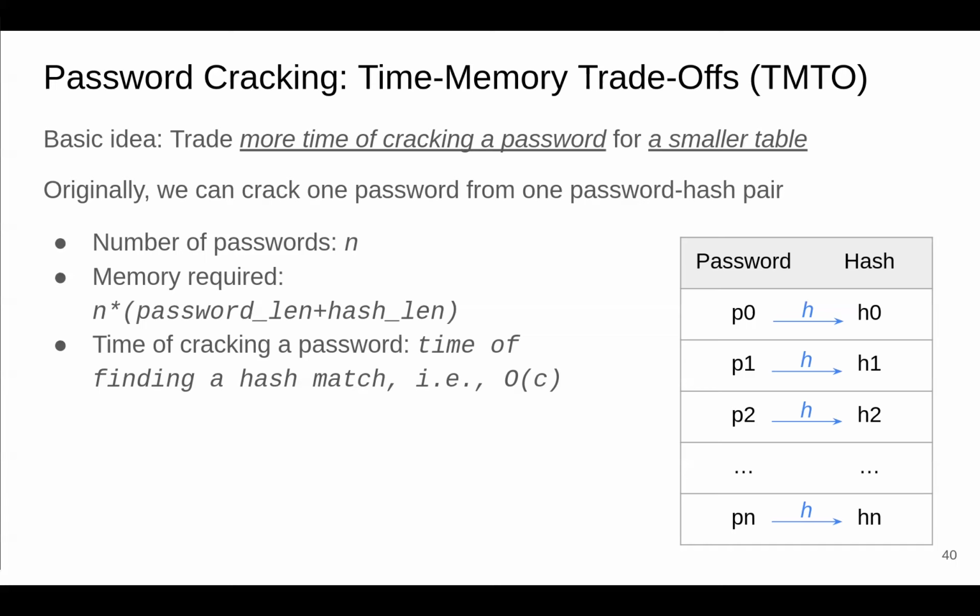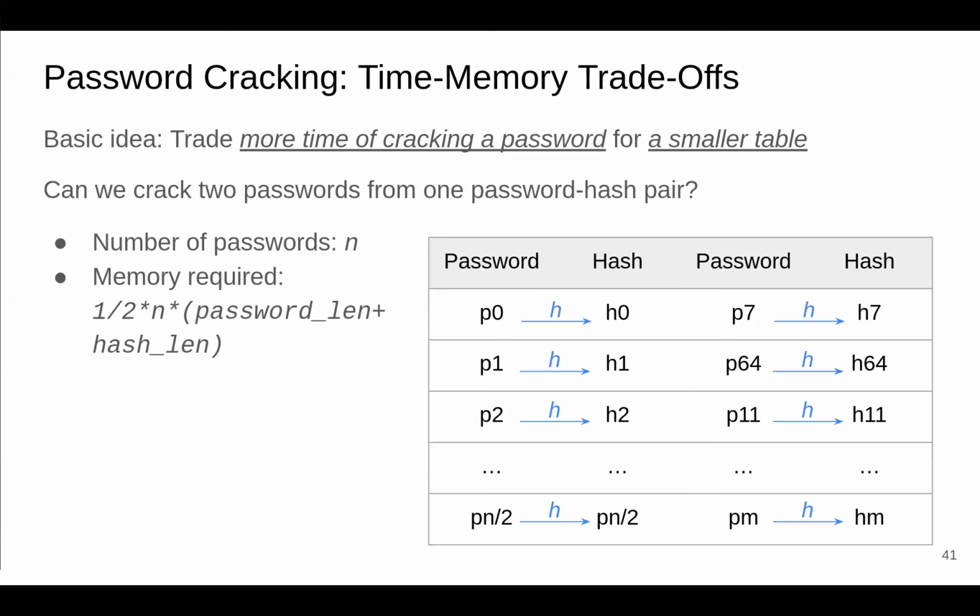We know, but this requires a lot of storage. 24 bytes for the hash, plus 8, 16, 30 characters for the actual password. Memory is n times (password length plus hash). Time of cracking a password is time of finding a hash, as in O(log n), or O(1) in simpler form.